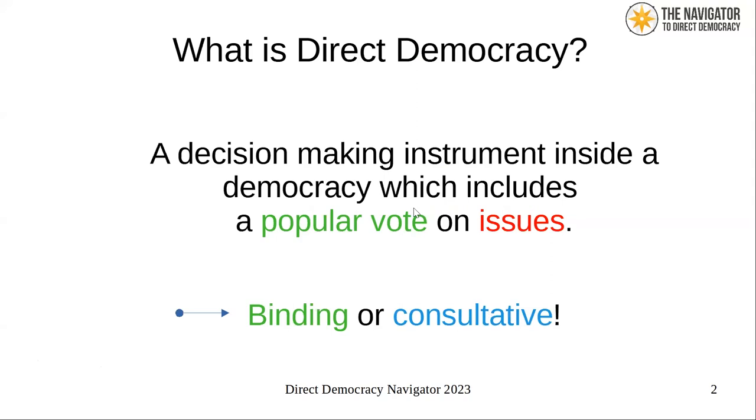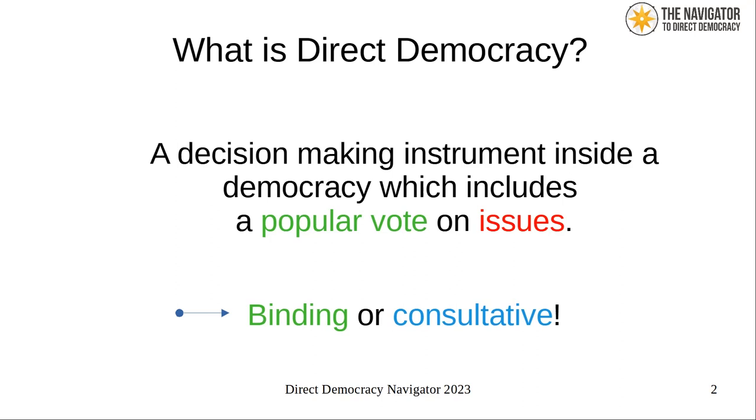In other words, you can define direct democracy as a decision-making instrument inside a democracy, which includes, and that is important, a popular vote, meaning that at the end, people will decide on issues. So topics, issues, not persons, because we also have the recall instrument, which is about recalling a person from their office. Here we are only talking about direct democracy on issues. And a popular vote does not include a decision on whether the final popular vote is binding or just consultative. This is not decided automatically when we're talking about popular votes.